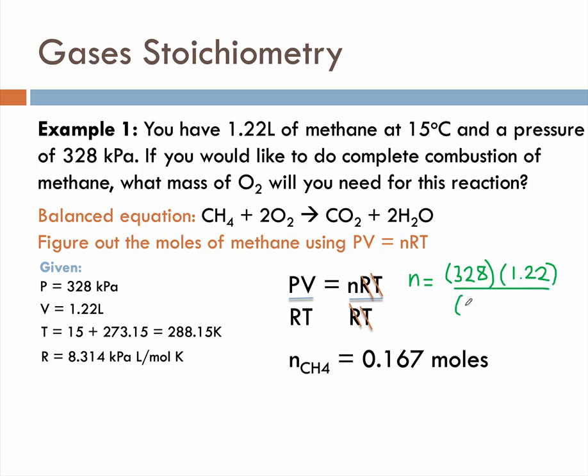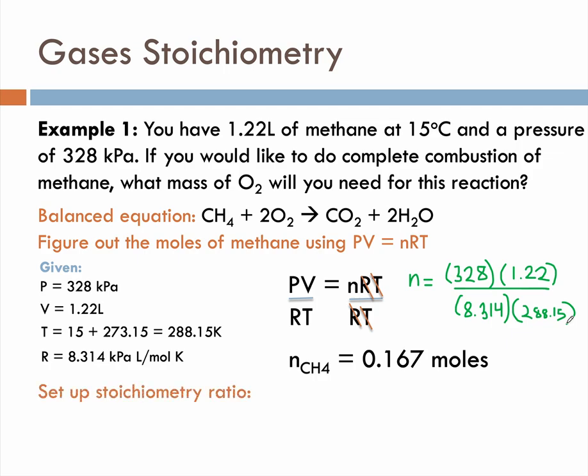R is that constant, 8.314. And T is my temperature in Kelvin, 288.15. There we go. So the moles that you get of your methane gas is 0.167 moles. Okay, so first step, write the balanced equation. Next step, convert to moles from wherever you start. And in this case, it's from gas laws. Now that I'm in mole land, I can do stoichiometry.